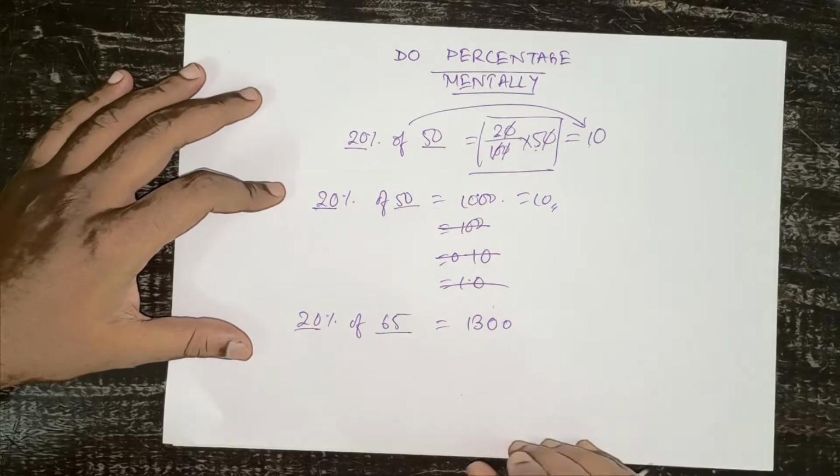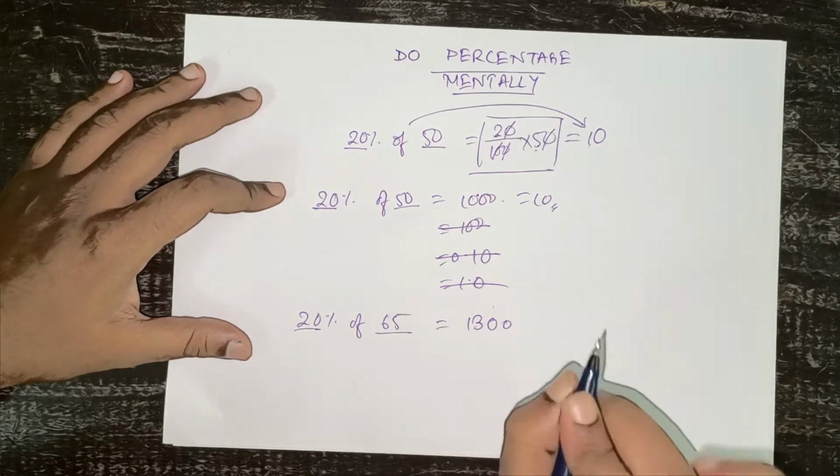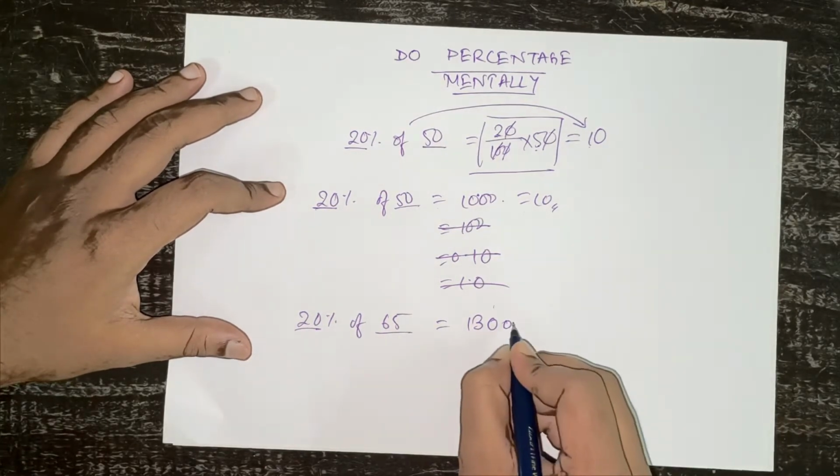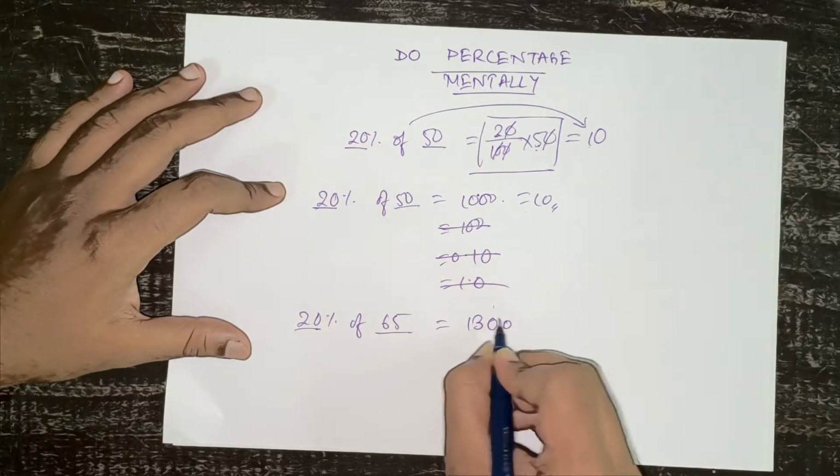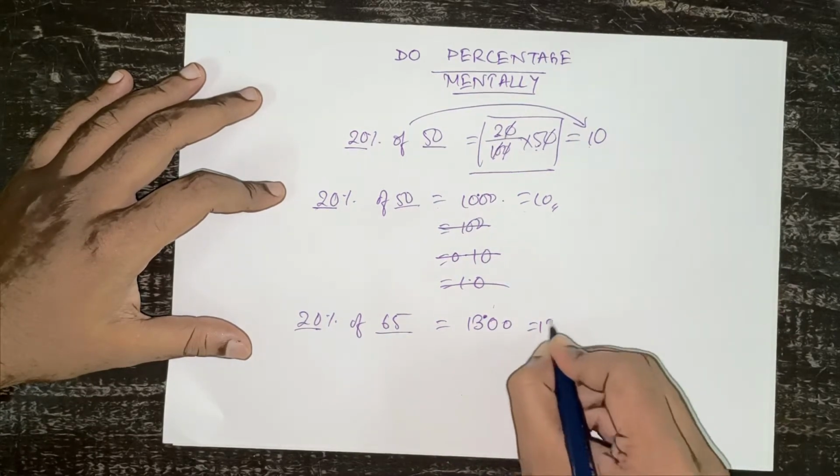Now what do we have to do? We just have to place the point. Where do we place the point? 2 places from the right side. So 1 place, 2 place. So it is 13.00. That is, the answer is 13.